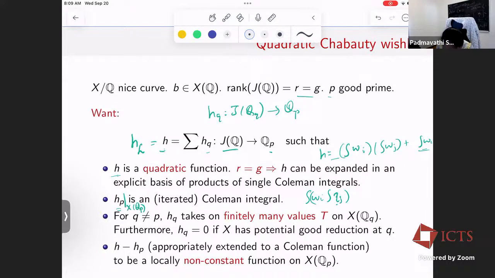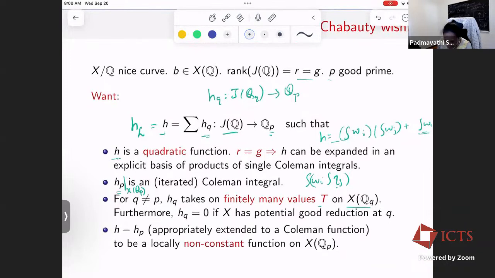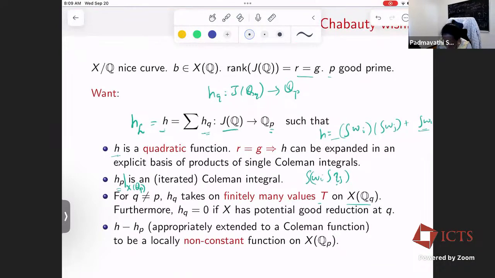But for the primes away from P, you want these local functions to take on finitely many values when you restrict to the set of Q points. And most of the time, you actually want them to be zero. So, for instance, when the curve has potential good reduction at q, you want this local height to be identically zero. And in general, it's some kind of function that takes finitely many values on the set of Q points.